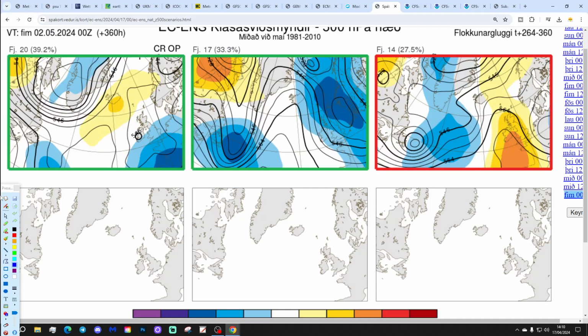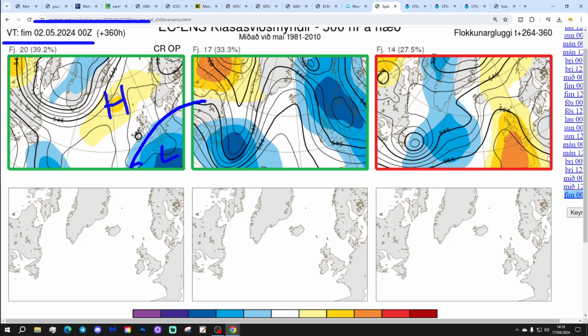In 2 weeks' time, these are the options that we've got. It will get us into May, actually, the 2nd of May. 20 members of the ECM ensembles have high pressure towards Iceland, low pressure over France, and winds coming in from a chilly easterly direction. Again, more unsettled in the south with that.